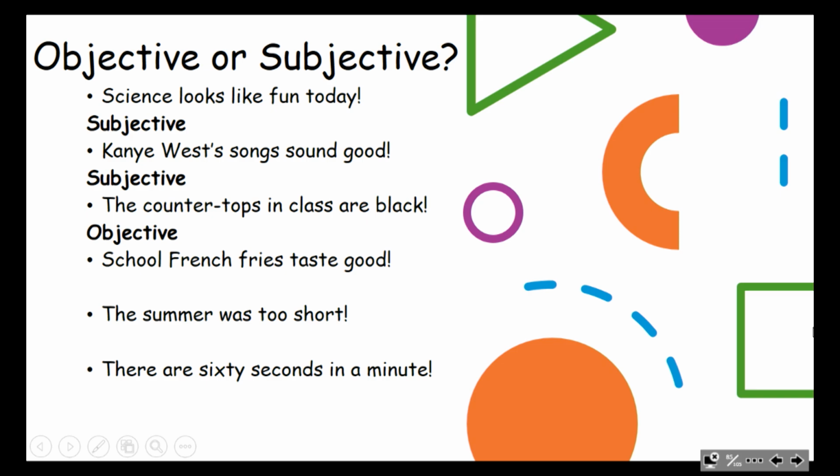Here's the next one. School French fries taste good. Is that an objective or a subjective statement? Okay, well, this one is subjective because it's based on who is saying it. That's why it's called subjective. It comes down to the subject. If I like the school's French fries, then this is true for me. But if someone doesn't like French fries or they don't like the school cafeteria food, this isn't going to be true for them.